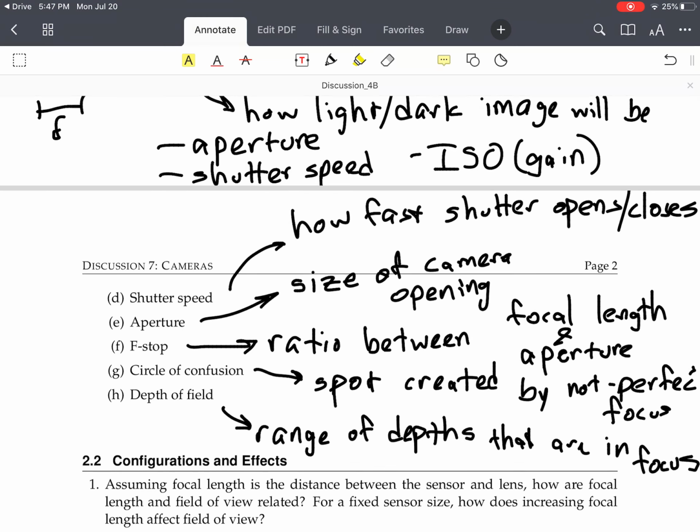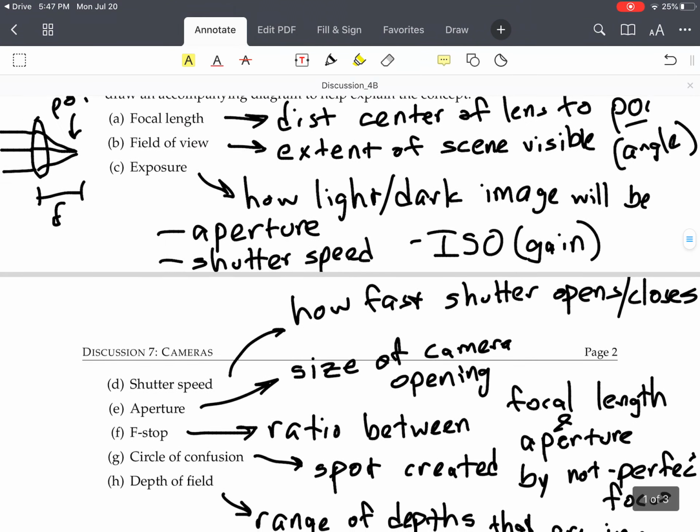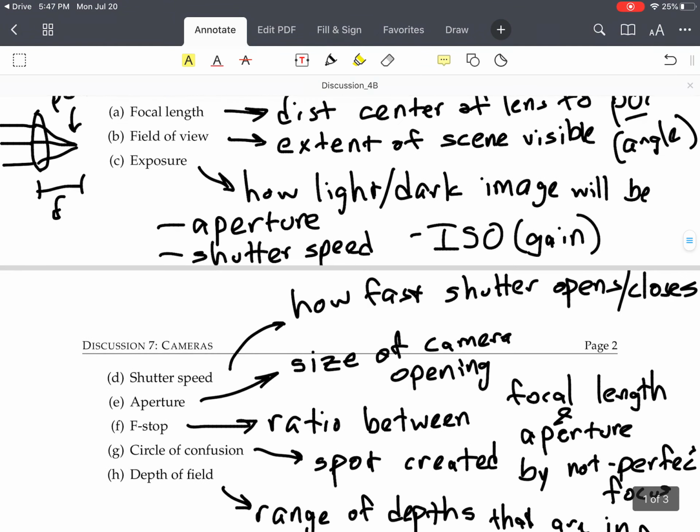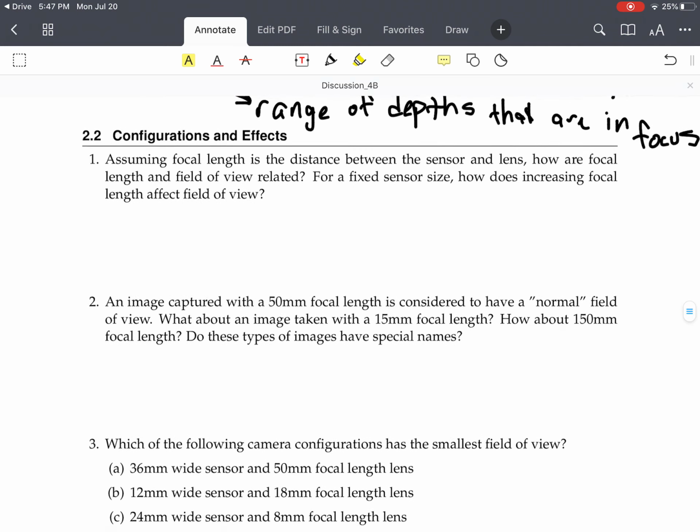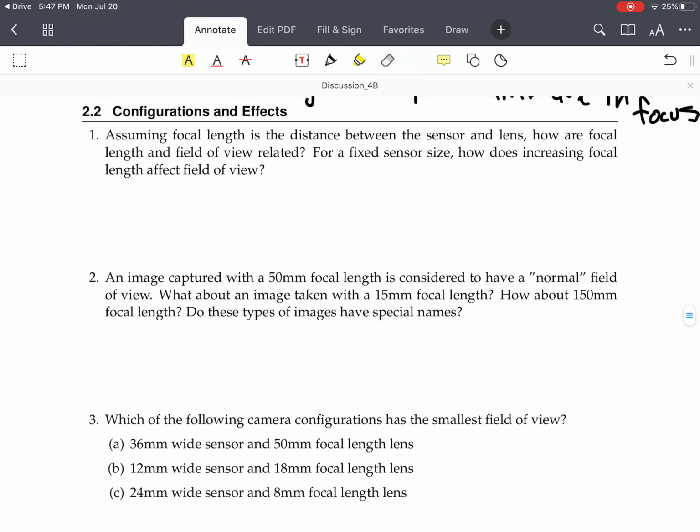Okay, so these are some of the terms, and I've only given you some basic definitions. For more details, read the answer key and check out the lecture, but this should be a good introduction to start with. Okay, so let's keep going. Now that we've talked about all these terms, let's look at how they work together, how they affect the images taken, how they affect how the camera works, all of that.